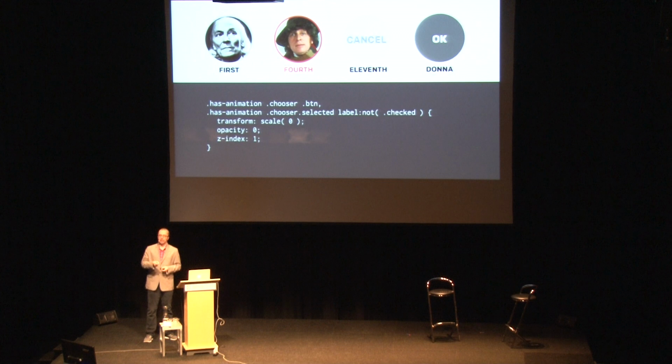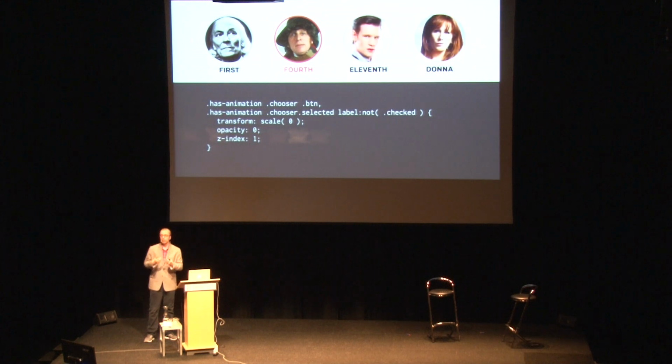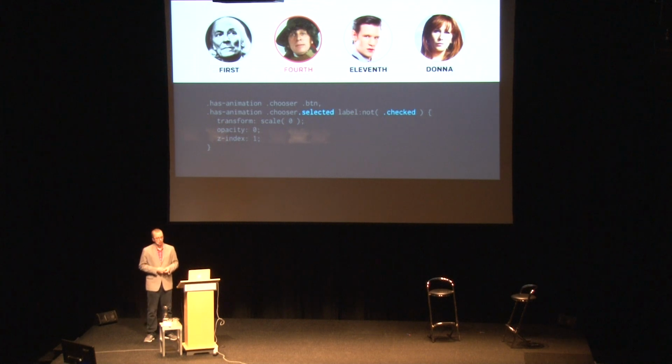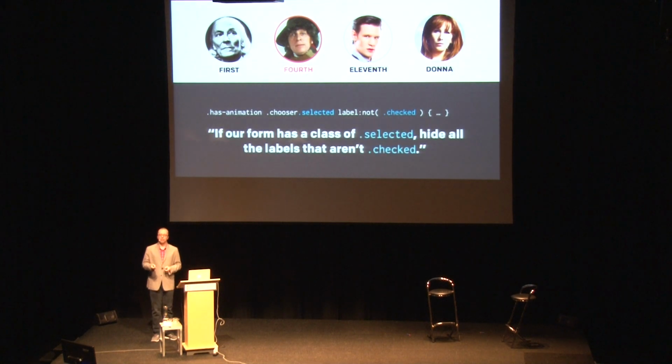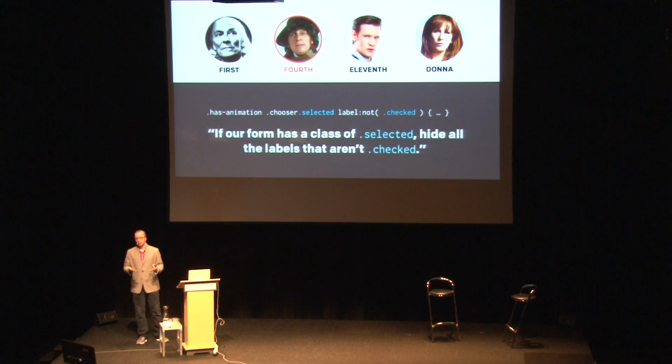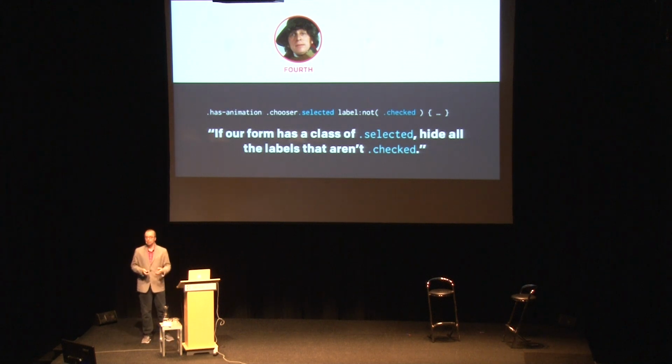But we actually want to reuse this scale and opacity transition for non-selected labels. And to do that, we work on the second part of the rule, which looks a little bit more complicated, but all we're saying in plain English is that if our form has a class of selected, hide all the labels that don't have a class of checked. So all the JavaScript has to do, it doesn't have to worry about managing the position of these elements or applying specific animations. All it needs to do is, when a user makes a selection, apply a class of checked to that label. And then it also applies a class of selected to the parent form to communicate that there's been some sort of state change. And once we do that, we can hide all the non-selected elements once the user's made a selection and scale them down out of view.